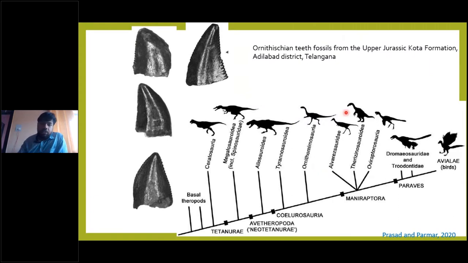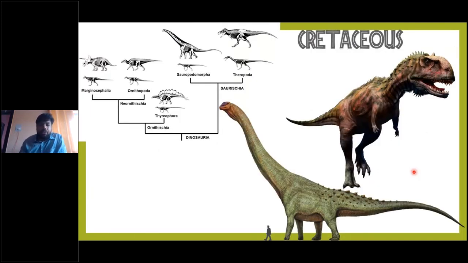There are also evidences based on teeth known from the Upper Jurassic Kota formation of Telangana, indicating the presence of some dromaeosaurid dinosaur from India. Dromaeosaurids are very important dinosaurs. They were more closely related to birds. Other kinds of theropod dinosaurs we will discuss in a later slide. Dromaeosaurids start appearing from the mid Jurassic, and they were very closely related to birds, so this is a very important discovery.